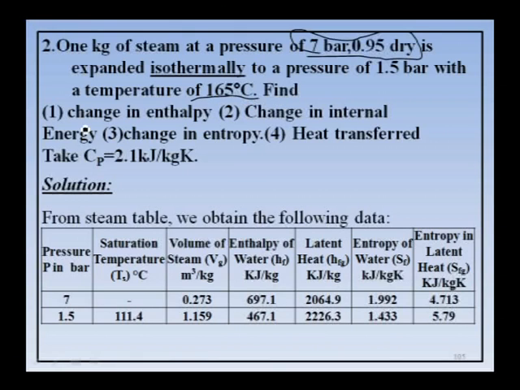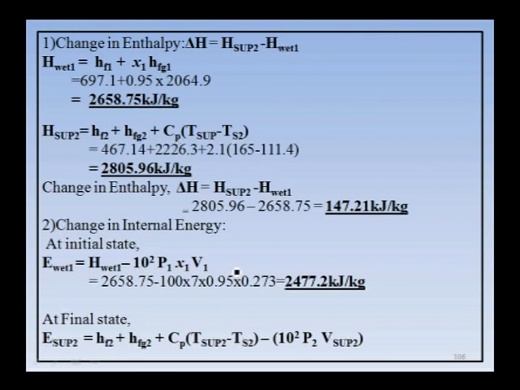Now you should find the 4 parameters: change in enthalpy, change in internal energy, change in entropy, as well as heat transfer for the isothermal process. I have taken the values for initial pressure of 7 bar and final pressure of 1.5 bar from the steam table: Vg, Hf, Hfg, Sf and Sfg. These last two values I have taken because we want change in entropy also. Next, we will find them one by one.